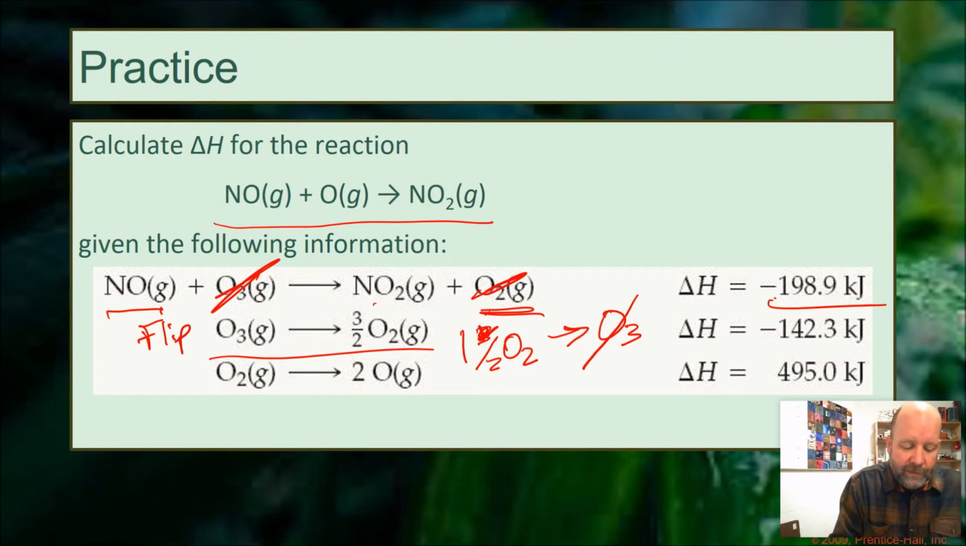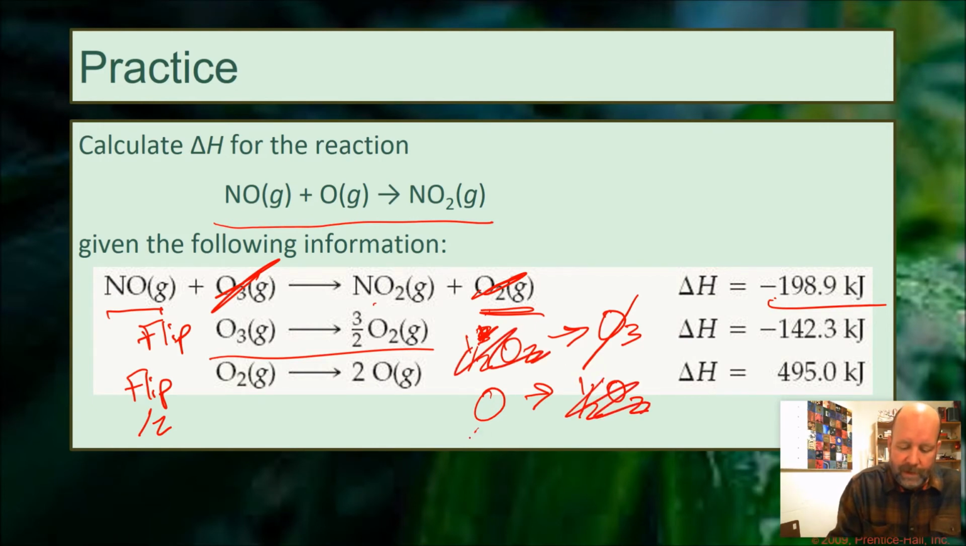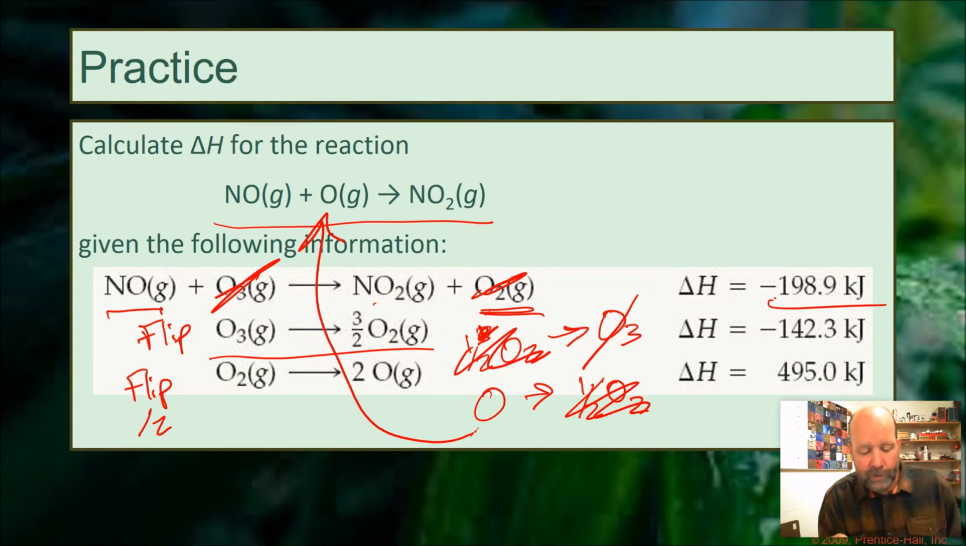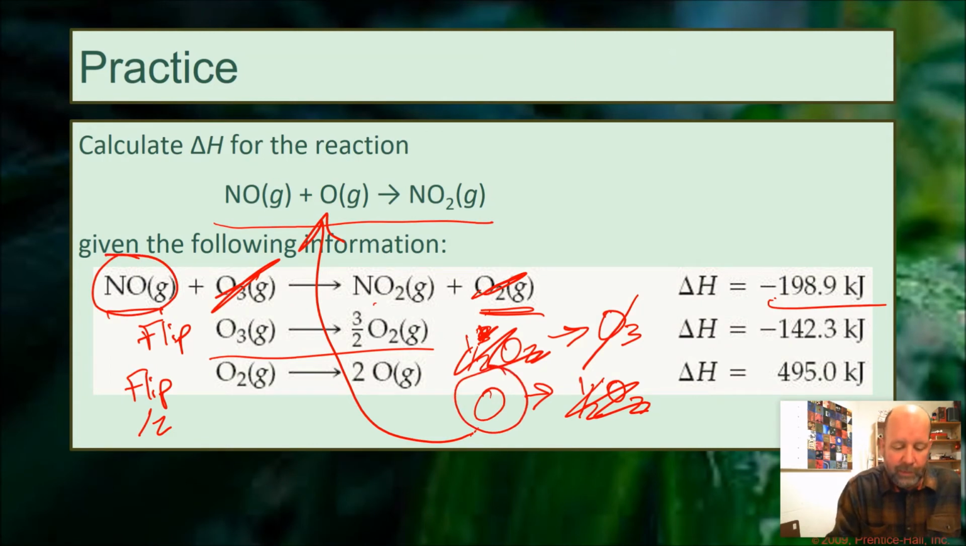And then this last one, I'm going to flip it, and I'm going to divide by 2 because I want oxygen yields 1/2 O2, and that cancels my O2s and gives me my oxygen for this reaction up here for the overall. So my overall reaction now, I've got this guy going in, I've got this guy going in, and then my products are just NO2. Everything else is canceled out.